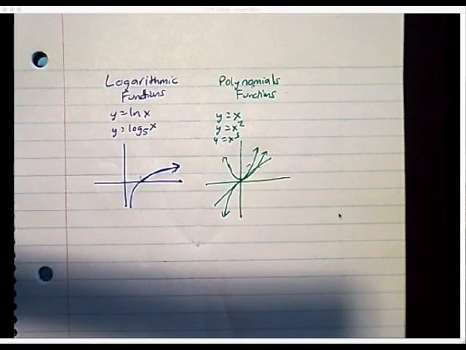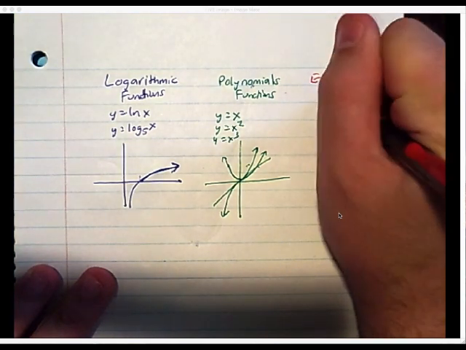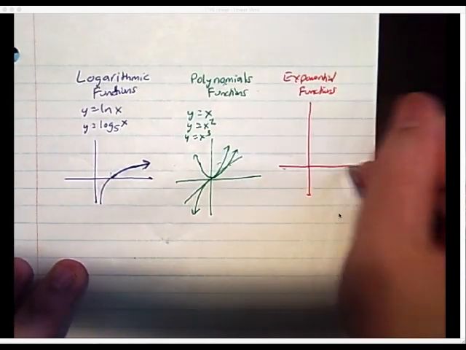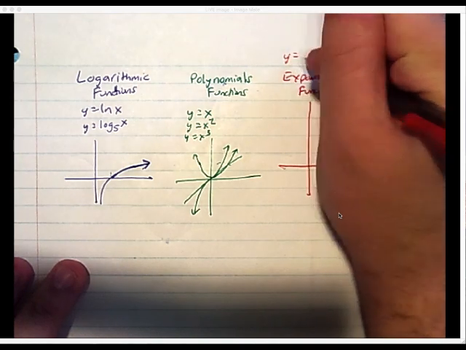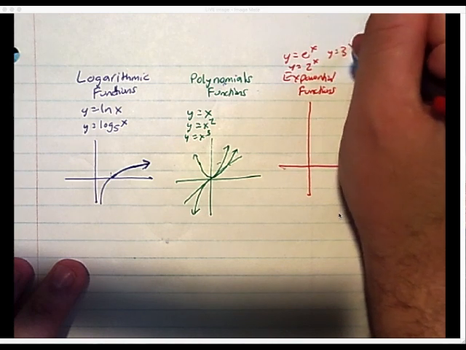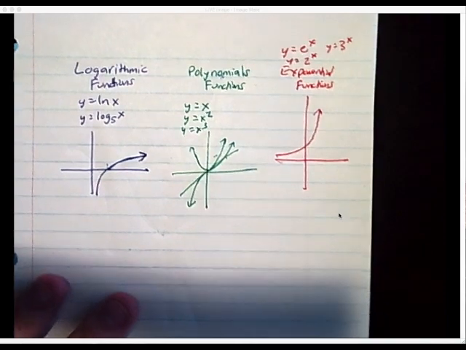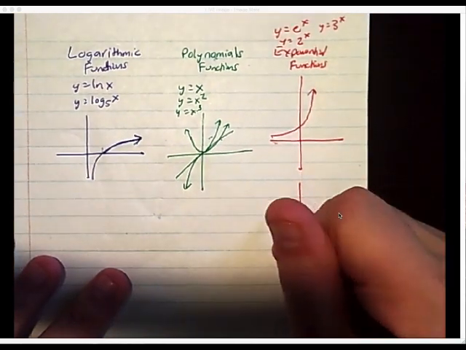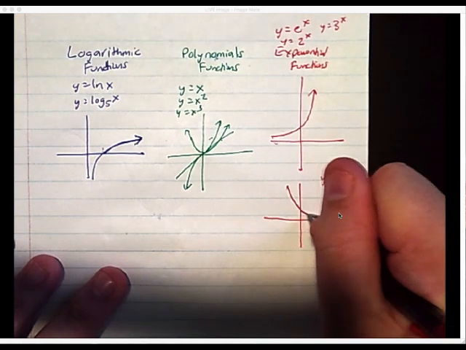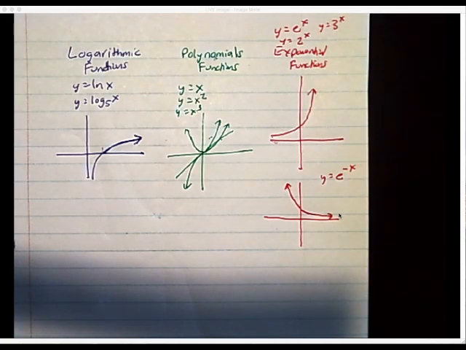And exponential functions go up real quick, such as y equals e to the x, or y equals 2 raised to the x, or y equals 3 raised to the x. All of those go up really quickly, exponential growth. Just be careful that it's not to a negative x power, like y equals e to the negative x. That's going to be a decreasing function, so be careful on that.